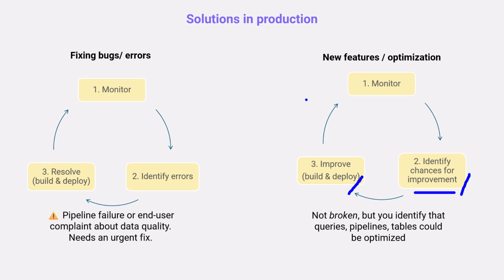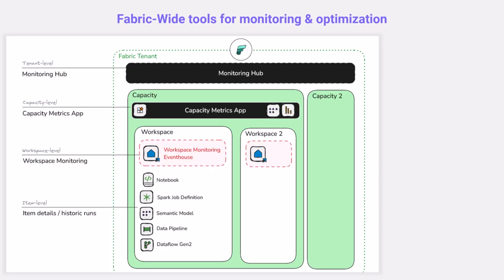in your development lifecycle where you are focusing on certain parts of your infrastructure that you want to optimize the performance of. So in Fabric, what does that look like? Or what tools do we have available to us at a Fabric-wide level? So this is the diagram here that I would use to represent monitoring at different levels in a Fabric environment.